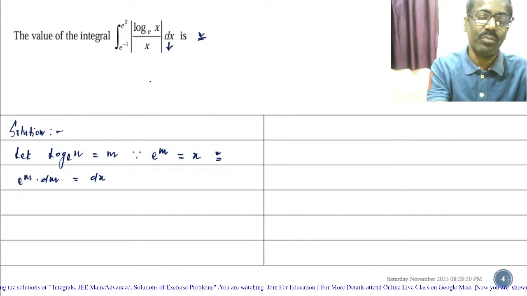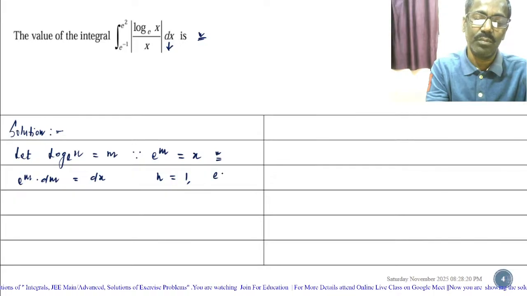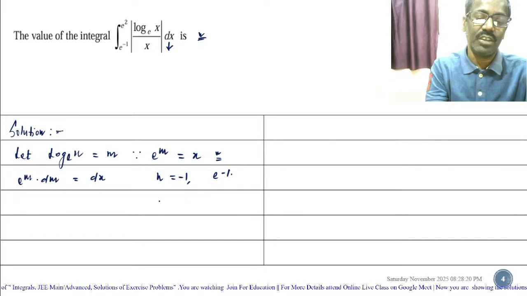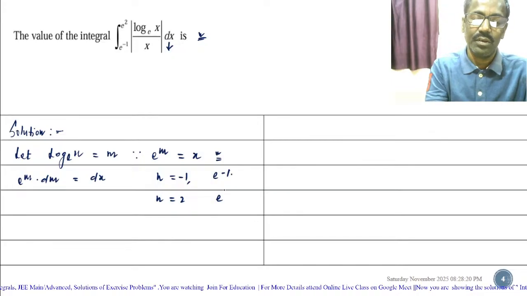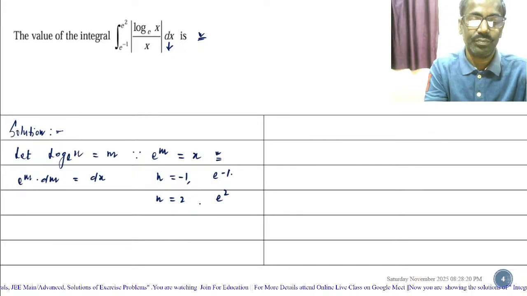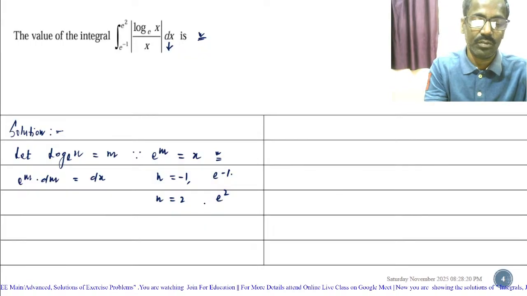Now the form of the question. When x equal to e to the power minus 1, m equal to minus 1, and when x equal to e to the power 2, m equal to 2. I hope there is no problem understanding up to this step.